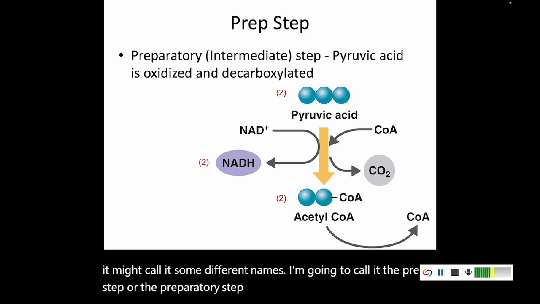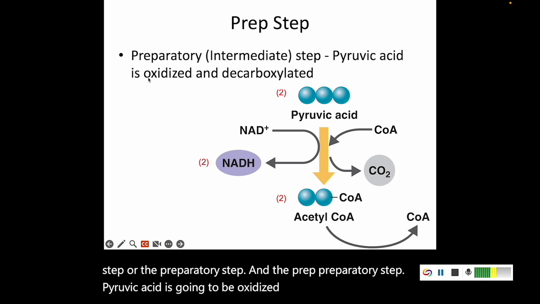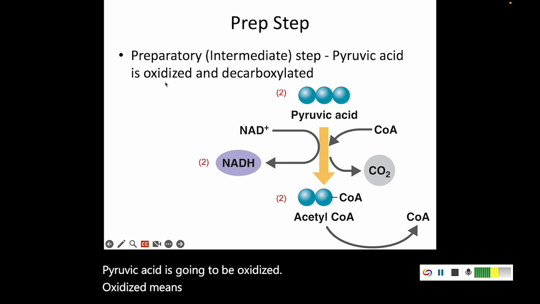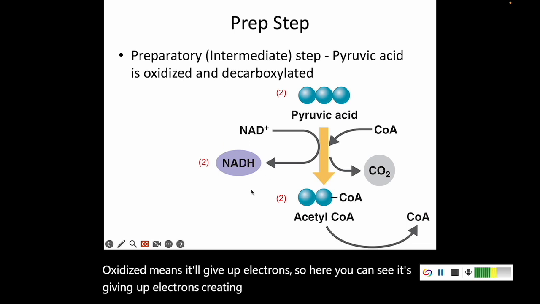In the preparatory step, pyruvic acid is going to be oxidized. Oxidized means it'll give up electrons. So here you can see it's giving up electrons, creating 2 more NADH.